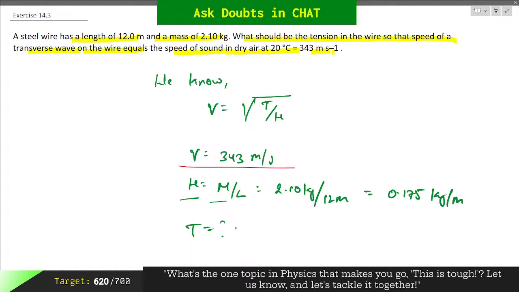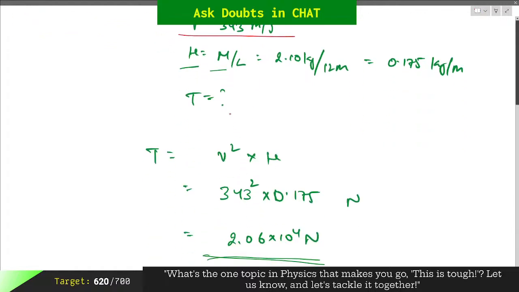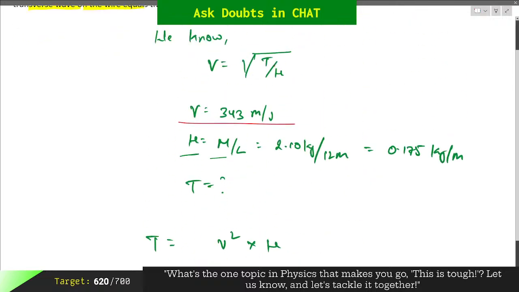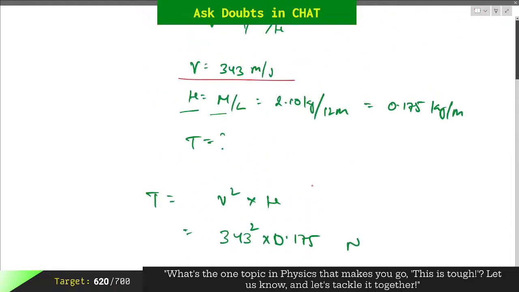The tension is unknown, and we have to find out the tension for which the wave speed will equal the speed of sound in dry air. So here only one value is unknown, that is T. We have been given the v, and we know the value of mu, so we can easily find out T over here.